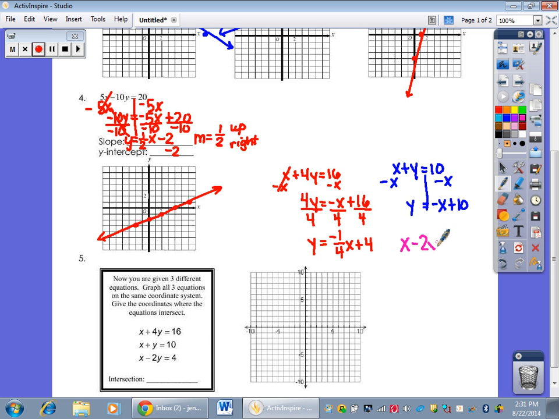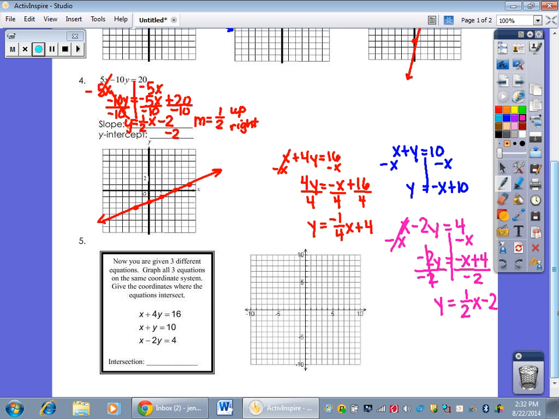And then let's use pink. x minus 2y equals 4. Subtract x. We have negative 2y equals negative x plus 4. Divide by negative 2. So y is equal to a positive 1/2 x. Notice that that's negative over negative, which becomes 1/2 positive. And 4 divided by negative 2 is negative 2. So I'm going to go ahead and graph all of these individually. So this one was red, this one was blue, and this one was pink.